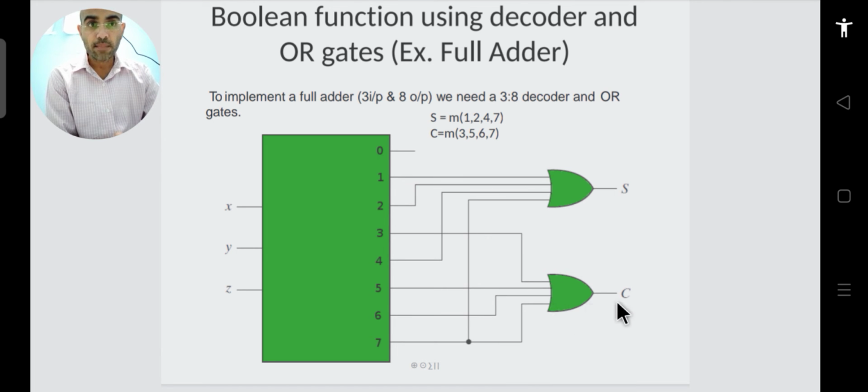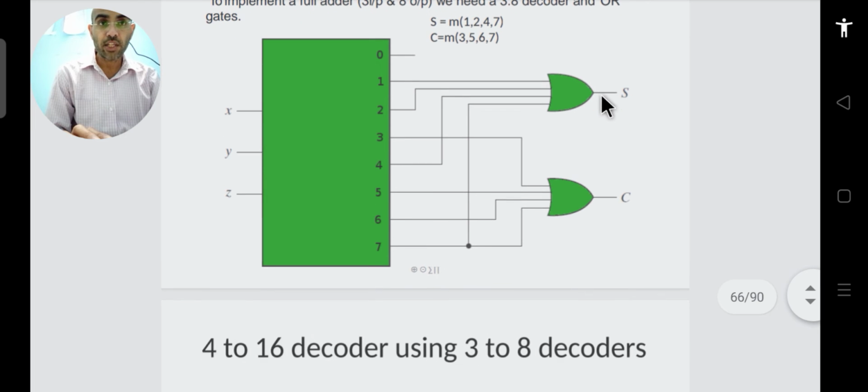Similarly, to obtain the carry output, we combine the min terms corresponding to this expression. It is nothing but 3, 5, 6 and 7. We combine them with an OR gate, and this is how we obtain the carry output. You can verify this expression either in simulation or in hardware with the help of a decoder. If a decoder is available, then this circuit will give you a full adder. So you can implement a full adder with the help of decoders and OR gates. This is the way. So we have seen one of the applications of the decoder.